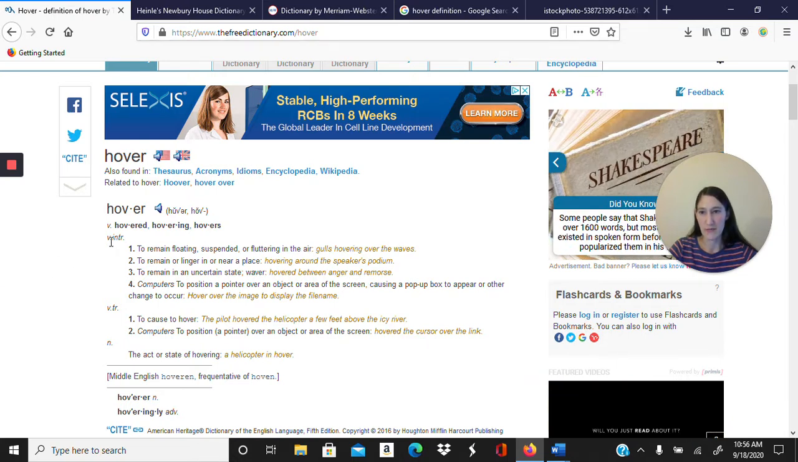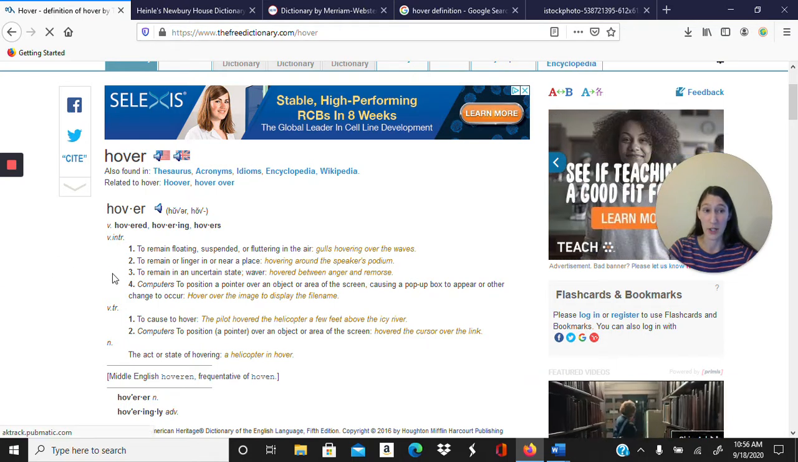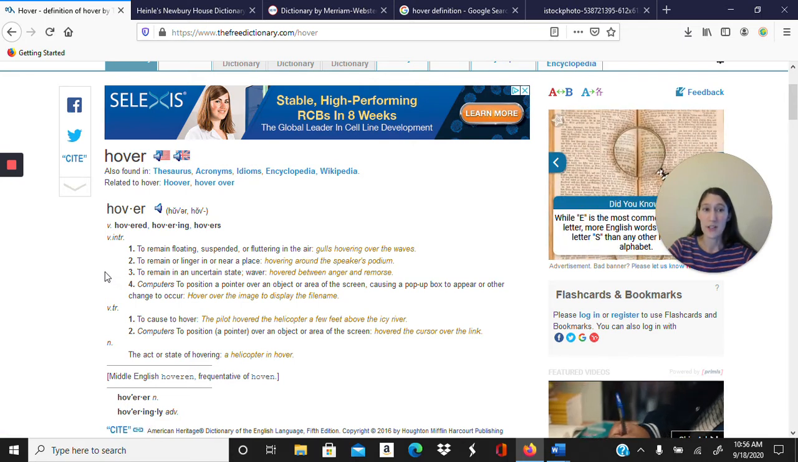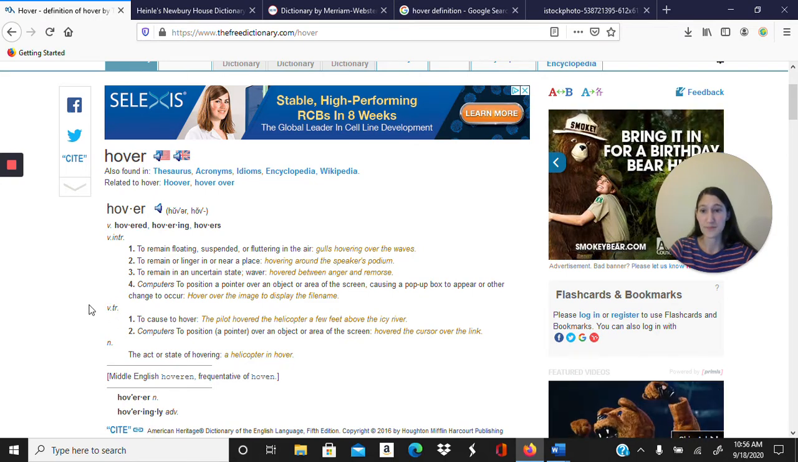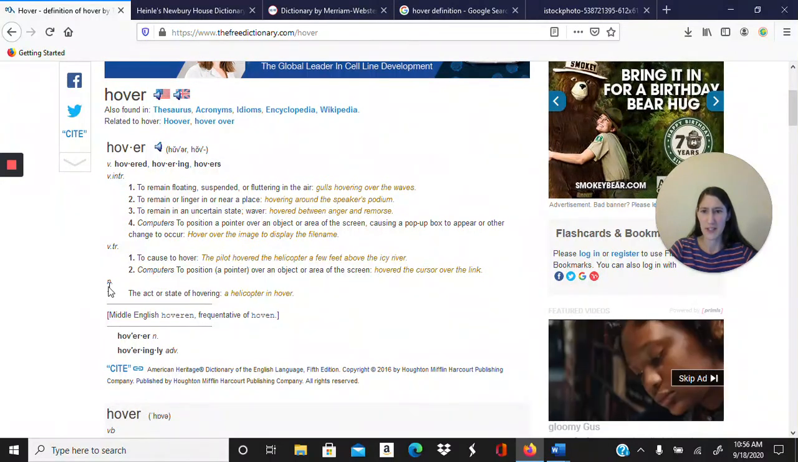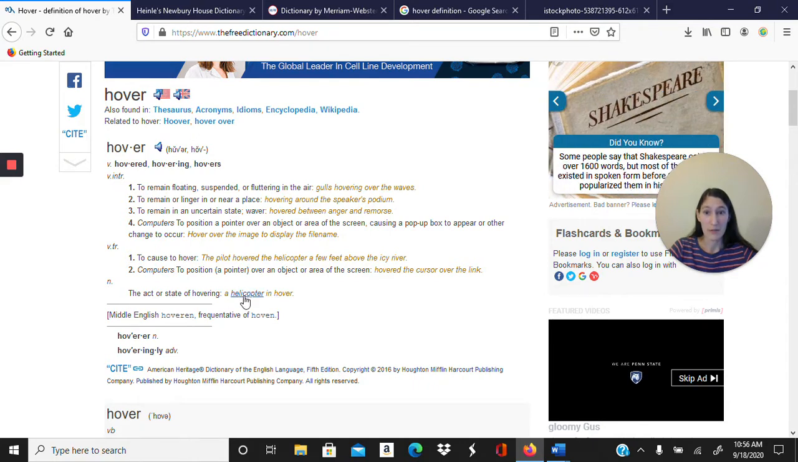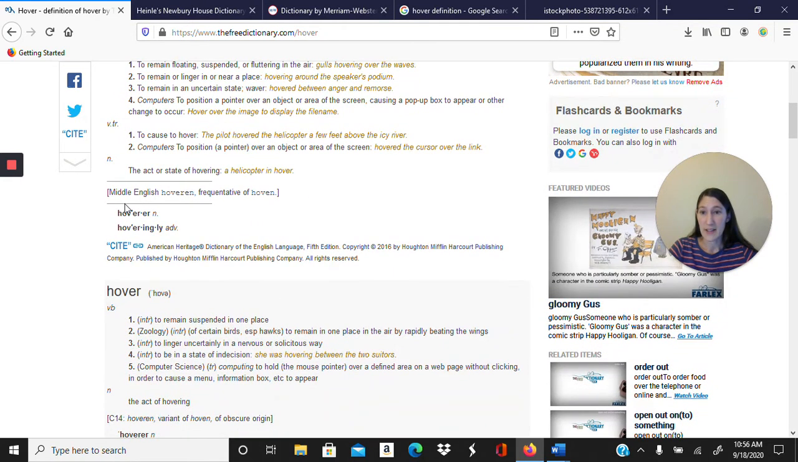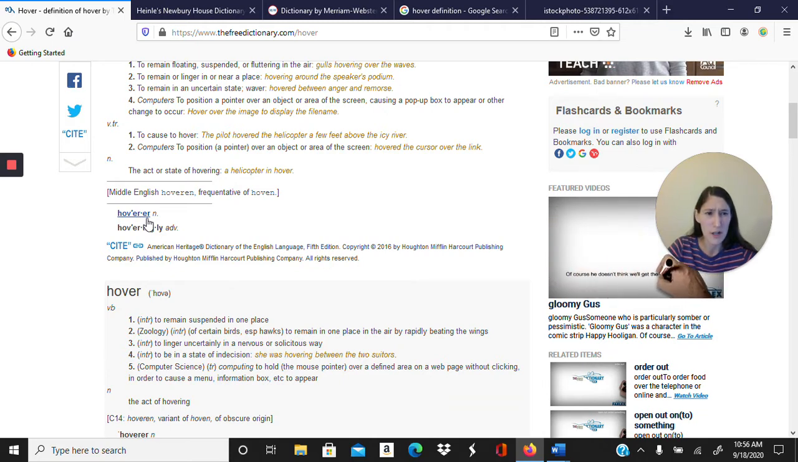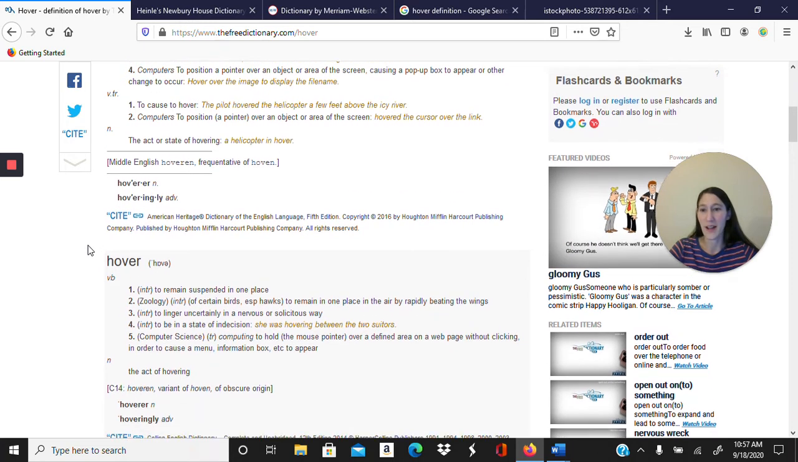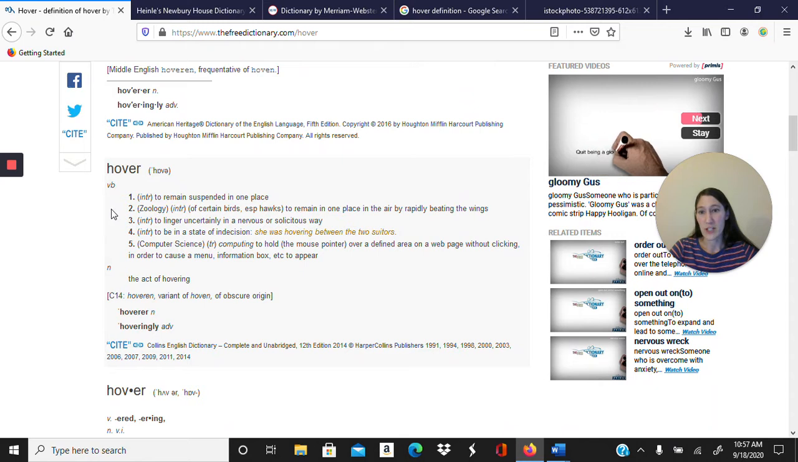And then I can see it's a verb, it's an intransitive verb, meaning it doesn't need to have an object. That's really helpful to understand how to use the word myself in a sentence, right? And then down here I can also see it can be a noun, right? Okay, and I can see it can also be a noun like this. Hoverer must be a person if I add that ER ending. Hoveringly, adverb, okay. And there's more information down here.